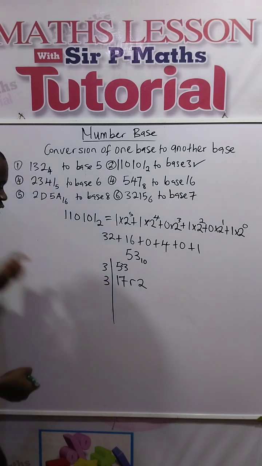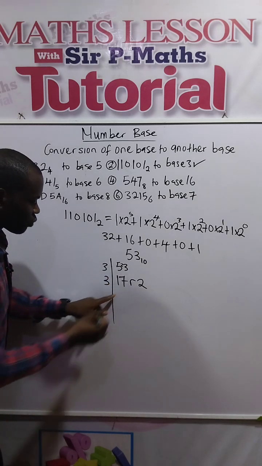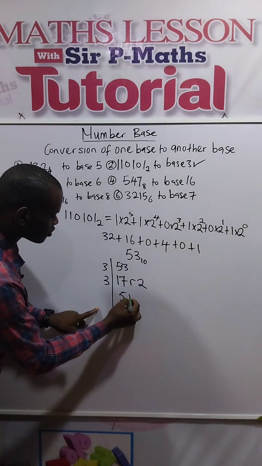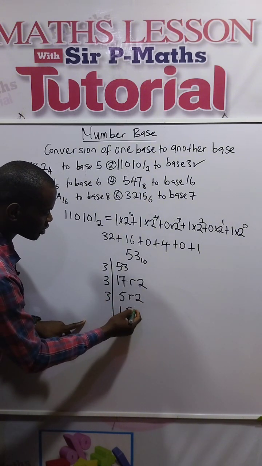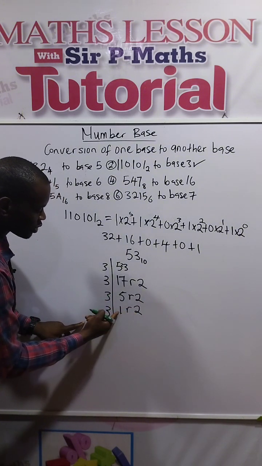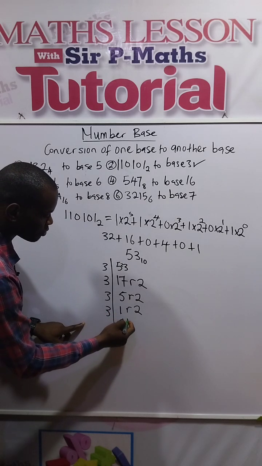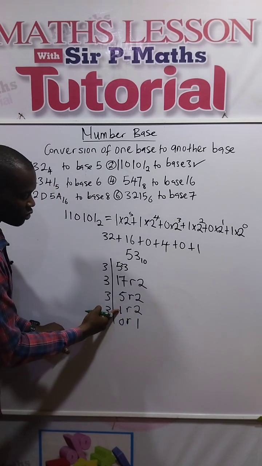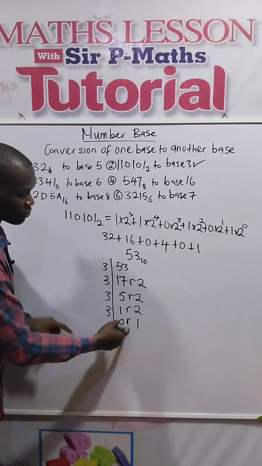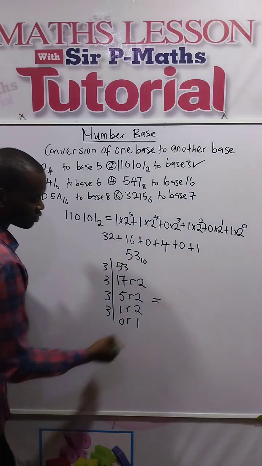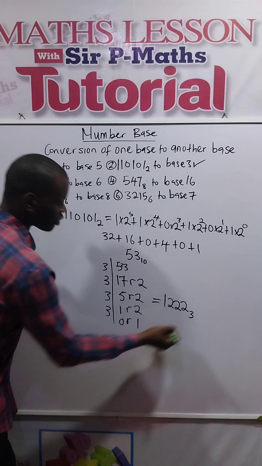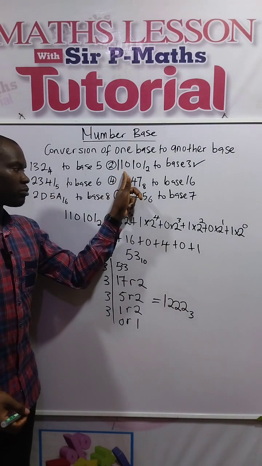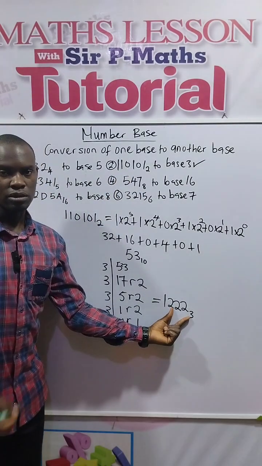So we divide by 3 again. 3 into 17 will give us 5, remainder 2. Now 3 into 5, we have 1, remainder 2. Then 3 divide 1 will give us 0, remainder 1. That is, 3 cannot divide 1, so write 0 and carry 1. So our answer in base 3 becomes 1, 2, 2, 2 in base 3. So we've converted this number to this number in base 3.